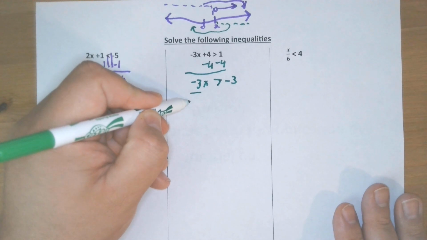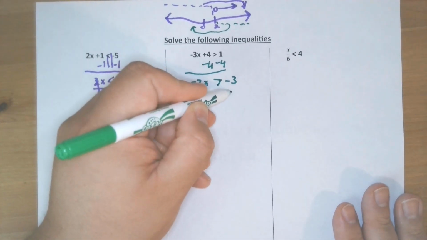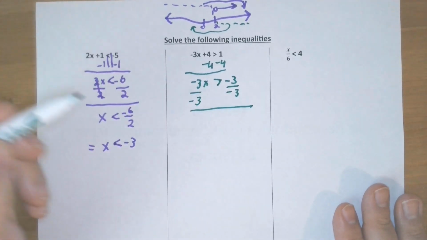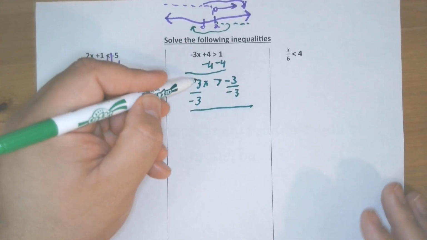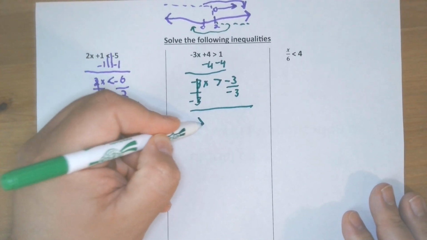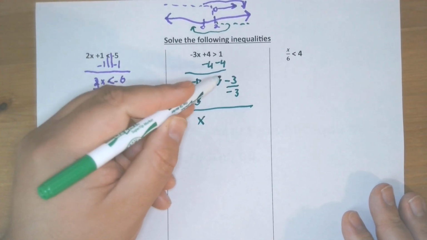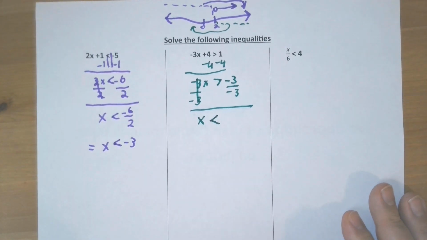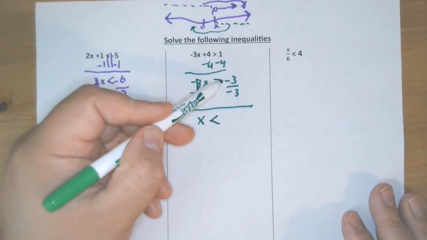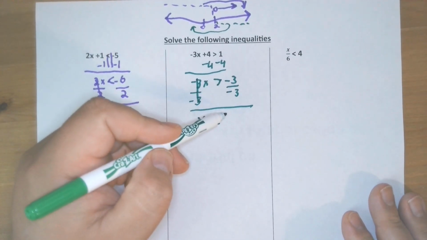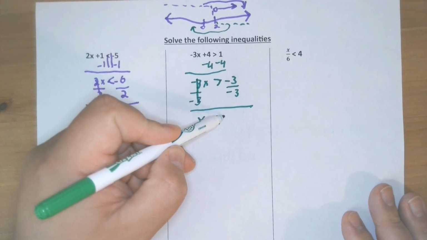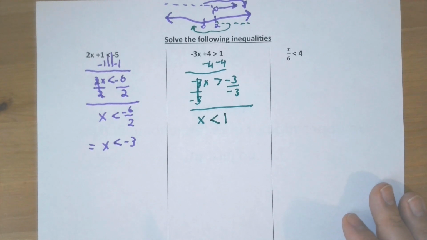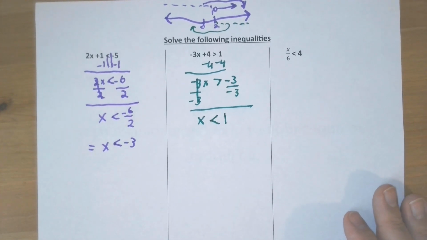I'm going to divide by -3. Over here this cancels, and that leaves me with x. And now I apply the rule. Because I divided by a negative number, I flip the direction of the inequality, so from greater than it becomes less than. Then -3 divided by -3, the negatives cancel, that leaves me with a positive, and 3 over 3 is 1. So I get x is less than 1. Not so bad.